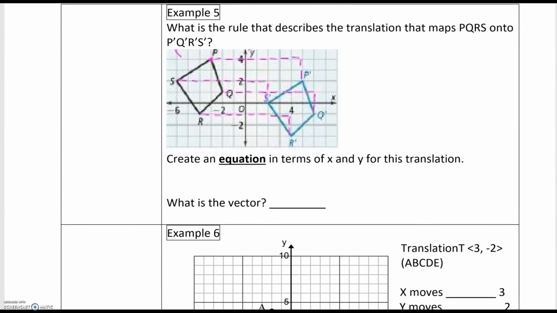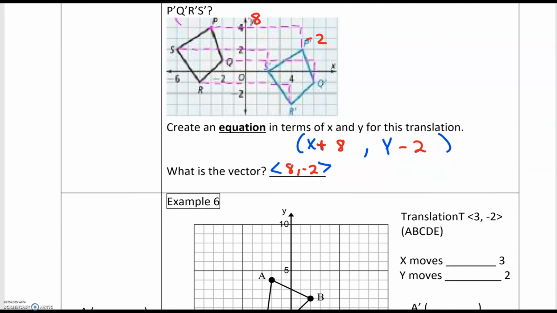All right, try this next one on your own, going from this figure over here to the right and down. What would the equation look like? So x plus or minus a number, comma, y plus or minus a number. How's it moving? And then your vector is in this form right there. So try that, pause, and then check when you're ready. We moved right 8 and down 2, so plus 8 for the x, minus 2 for the y, so 8, comma -2 is your vector.